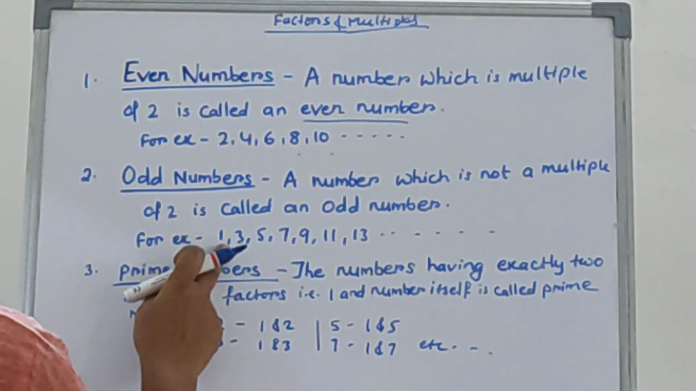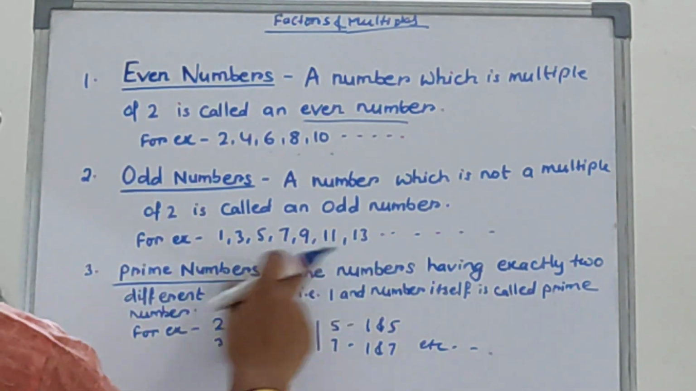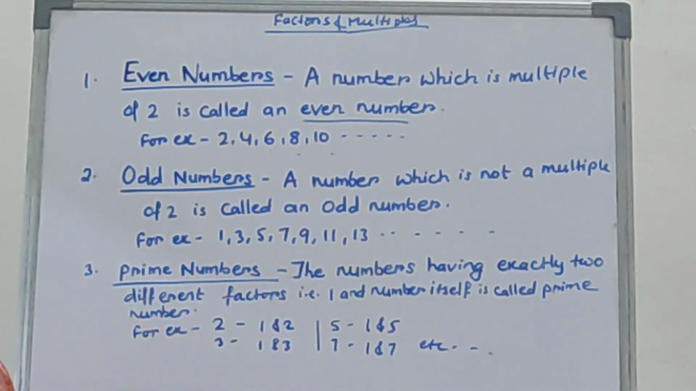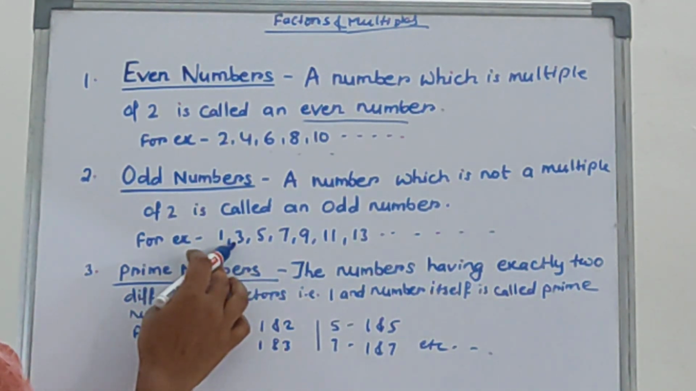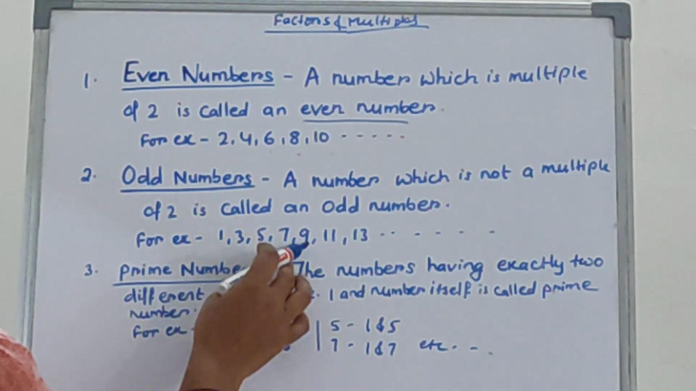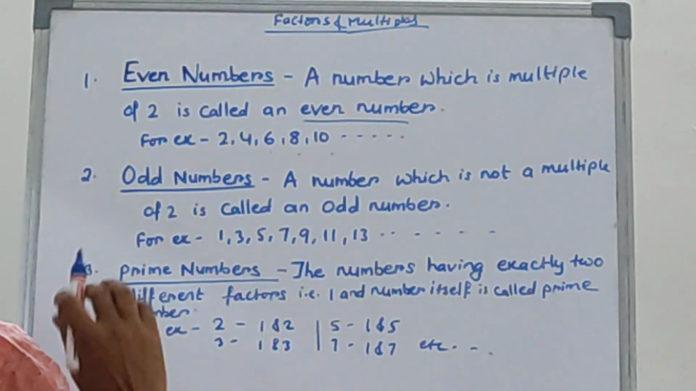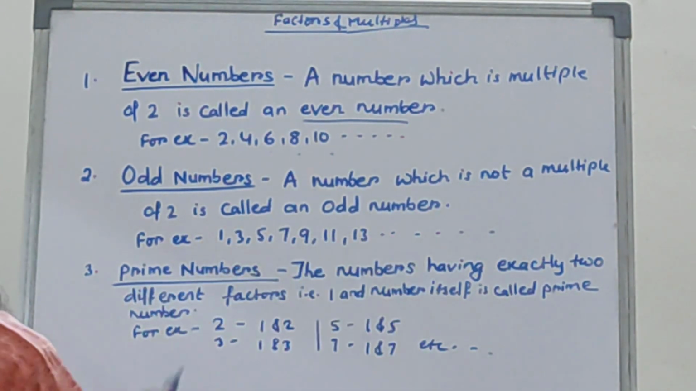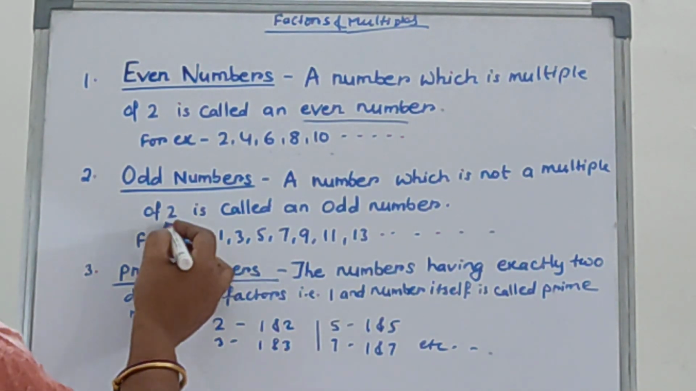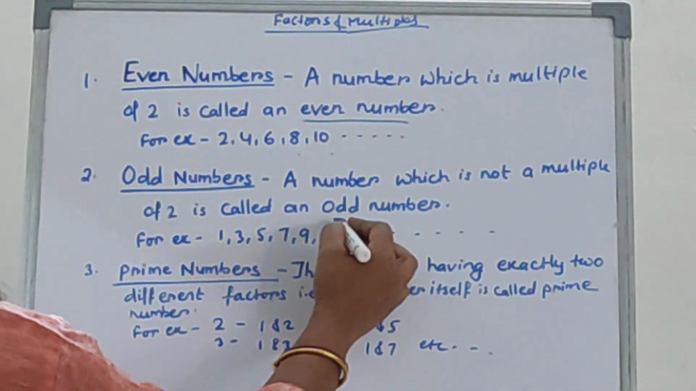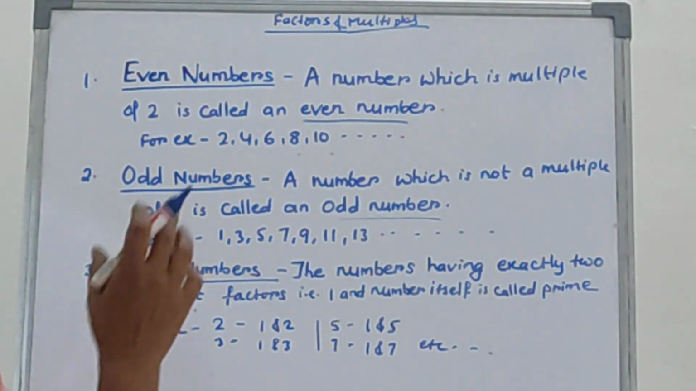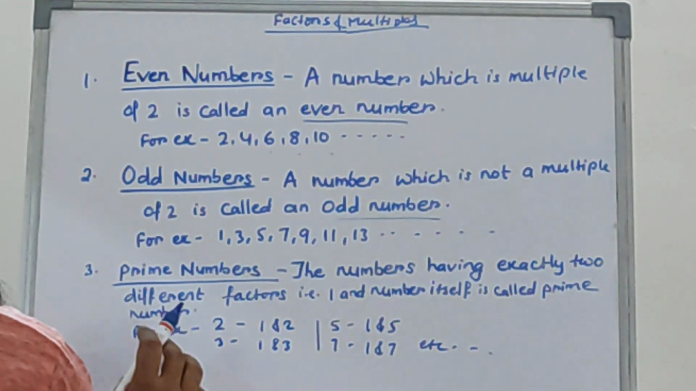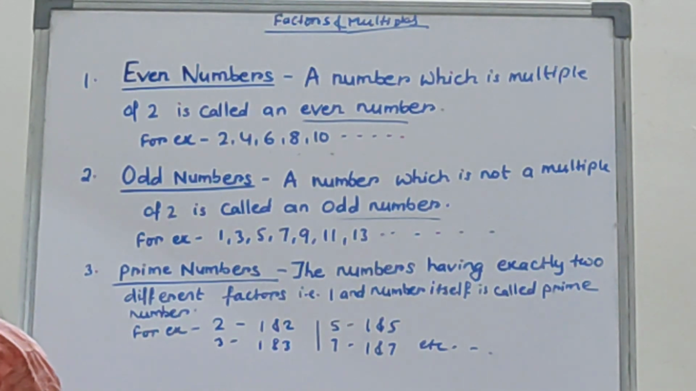But what about odd numbers? These numbers will not come in the 2 table. Like, see in the 2 table, are you getting 3, 5, 7, 9, 11, 13? No, we are not getting these numbers. So those numbers which are not multiples of 2 are called odd numbers. Clear?